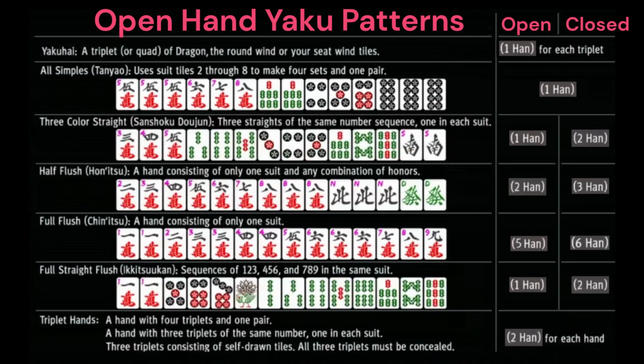Here are the Han rank values of all the basic open hands. One thing to note is that any hand that can be made open can also be made fully closed if you so desire. Some of the hands, such as the 3-color straight, will reward you with extra Han ranking if you make the hand without taking a call action. The full flush hand is one of the more difficult hands to make, but you will be guaranteed to win a full points Mangan at a minimum if you could make it.